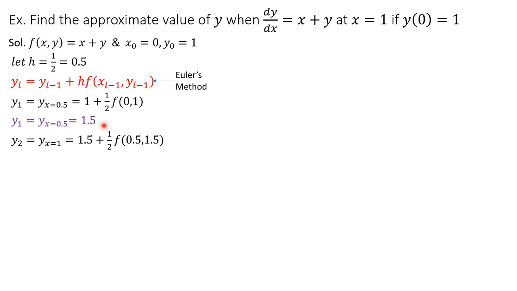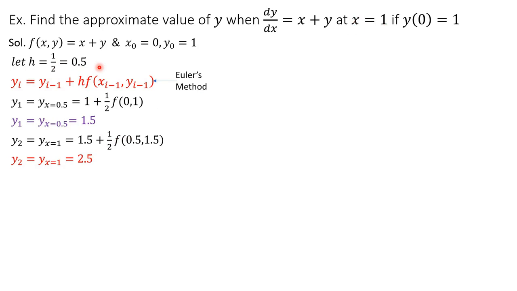Now one more iteration. So y2, that is y at x is equal to 1, will be y1, which is 1.5. Now see here i is equal to 2. So it is y1, that is 1.5, plus h times, that is 1 by 2 times f evaluated at x1 y1, that is 0.5 comma 1.5, which is equal to 2.5. So we got the answer: y at x is equal to 1 is 2.5. Now this is for when we take h is equal to 0.5.